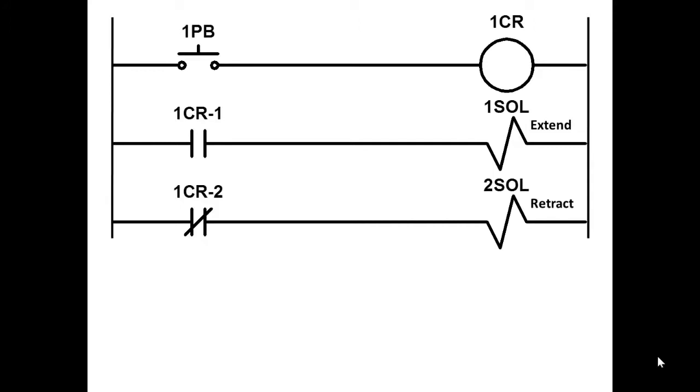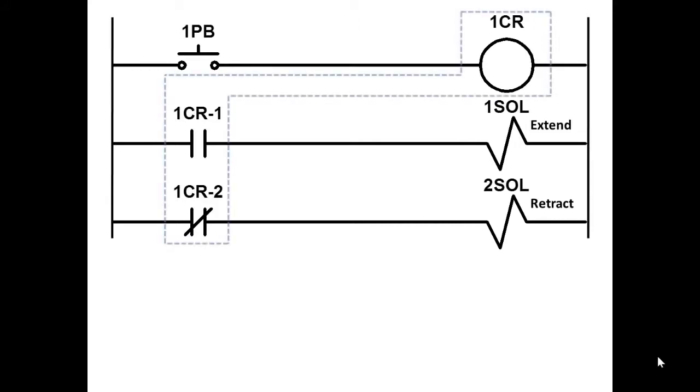In the second rung, we have a normally open relay contact, and for a load, in other words, if that contact closes, it's going to energize the solenoid over there, 1 SOL, and its nomenclature says that it's extend. And then in the third rung, the normally closed contact from 1 CR, if it's conducting, will energize 2 SOL and will retract the cylinder. Of course, we recognize that inside the dashed blue line, that is one device. The 1 CR coil and the 1 CR-1 and 1 CR-2 relay contacts are all one device.